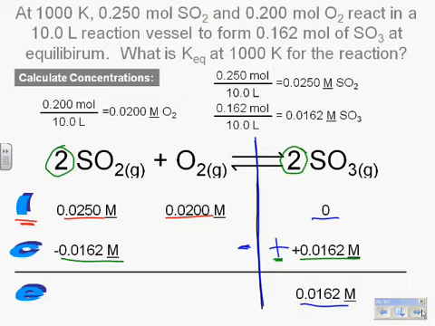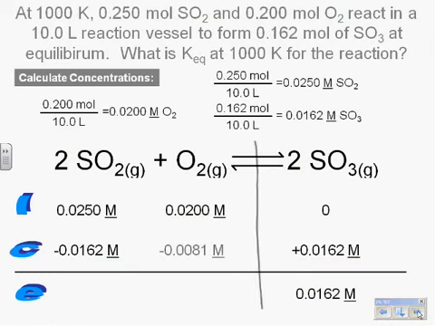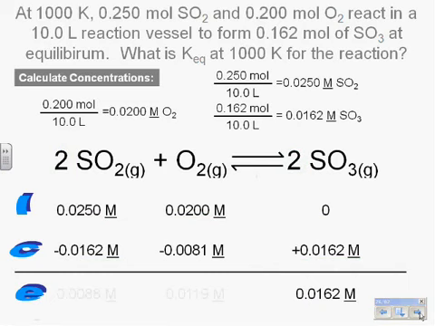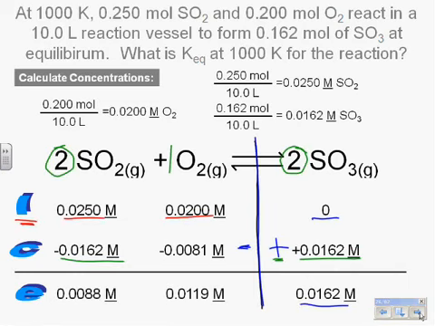And then, carrying on that same stoichiometric line of reasoning, this oxygen would be going down, and it would be going down half as much. So we take our 0.0162 and divide it by 2. The oxygen is going to decrease, but only by half as much, because oxygen's coefficient is a 1. And so if we solve for what our ending concentrations would be, we have the information we need to find the equilibrium constant.